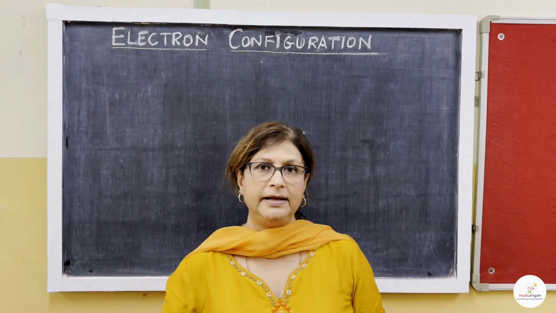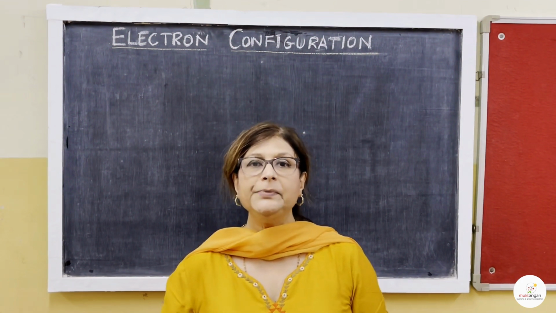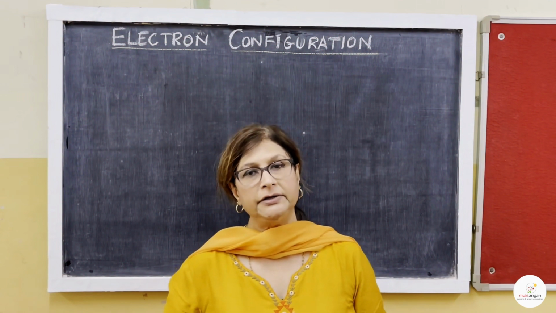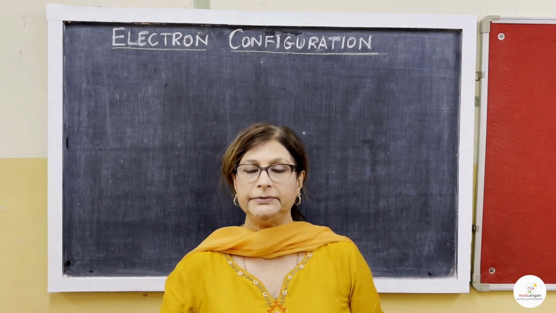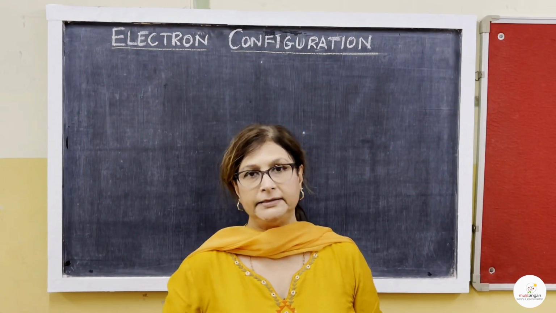So how do we define electron configuration? Electron configuration is a simple way of writing down the location of the electrons. It's the distribution of electrons in the orbitals of the energy levels of an atom.